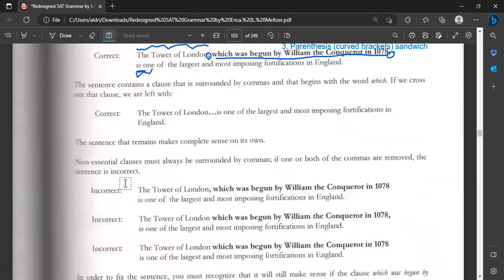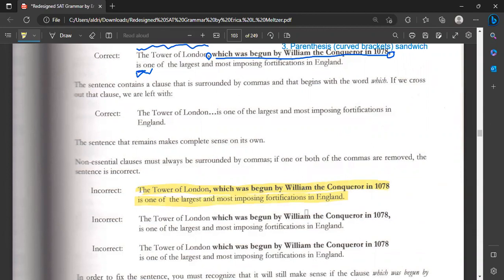Okay, so let's look at the first version here. I'm going to highlight it. So the Tower of London, which was begun by William the Conqueror in 1078, is one of the largest and most imposing fortifications in London. What do you guys think is wrong with this question? And look closely.